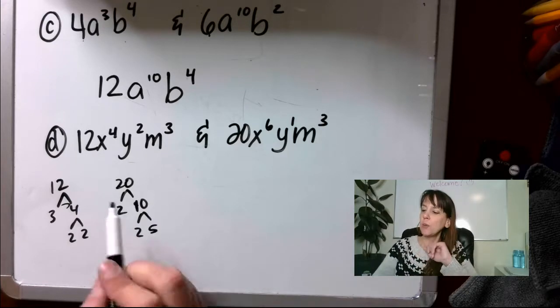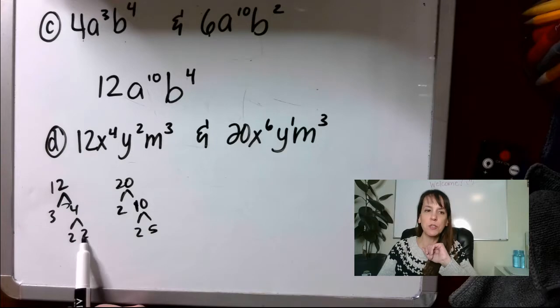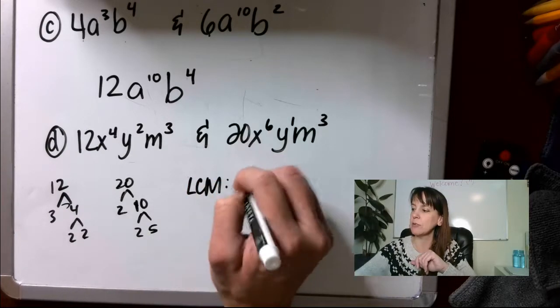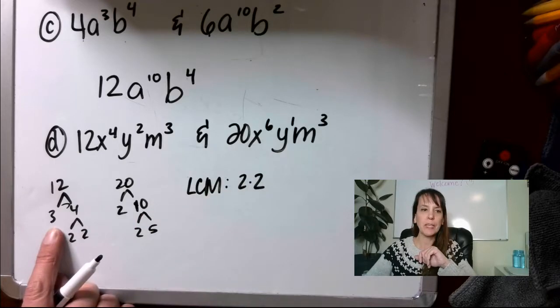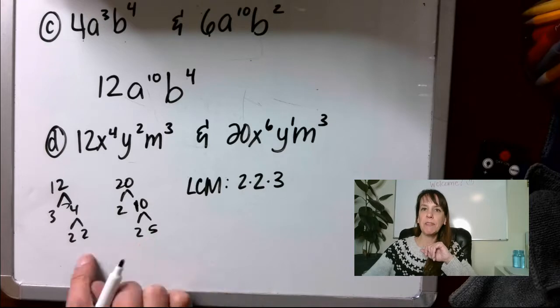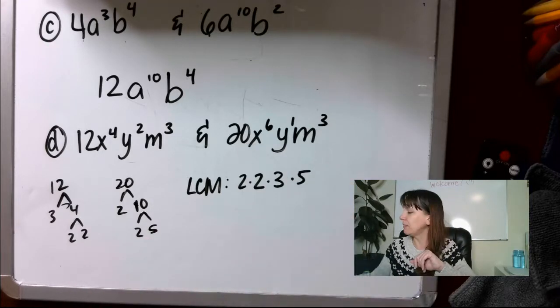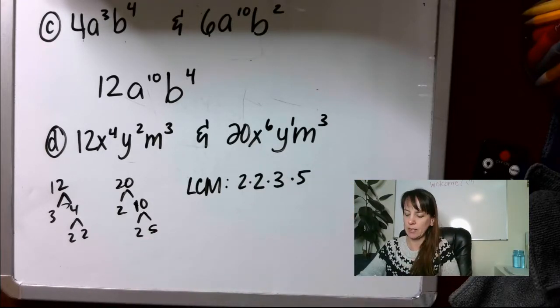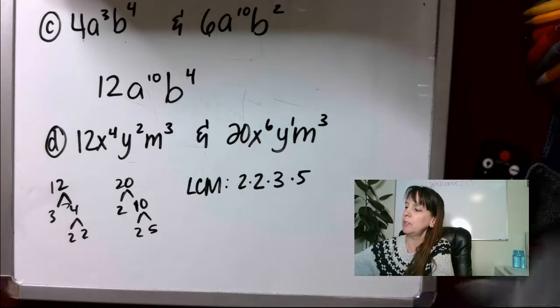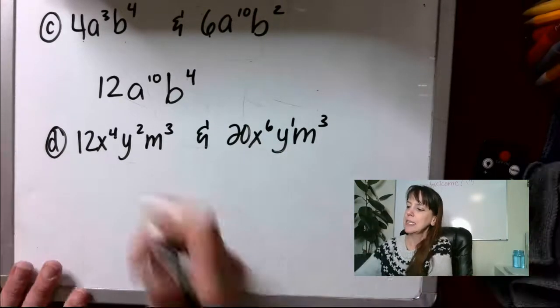Okay, so 12 has 2 2s. This 20 has 2 2s, so our least common multiple has to have at least 2 2s. This has a 3, this does not, so we have to have at least 1 3. This has a 5, this does not, we have to have at least 1 5. So we multiply all those together, we get 12 times 5, yep, 60. And so our least common multiple with all those numbers is going to be 60.